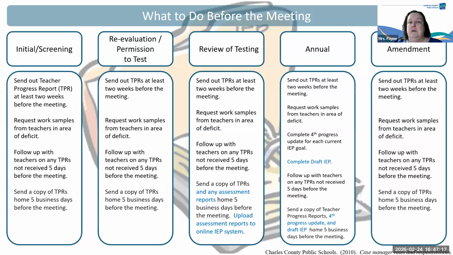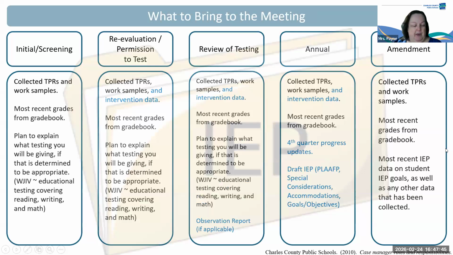In the Maryland Online IEP system, there's a tab that says reports. You click on that, and then you click on IEP goal progress reports. Click on that, find your student's name, click on the student, run report, save it as PDF, send it home with all of your other documents. So that is everything for what to send home before the meeting.